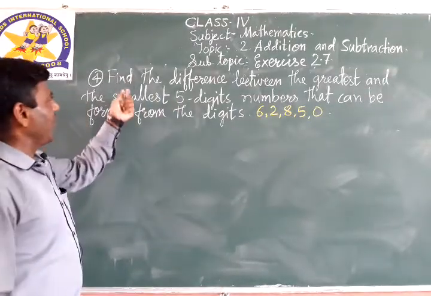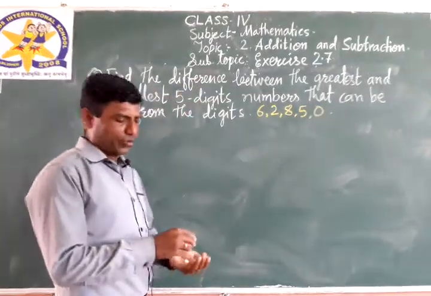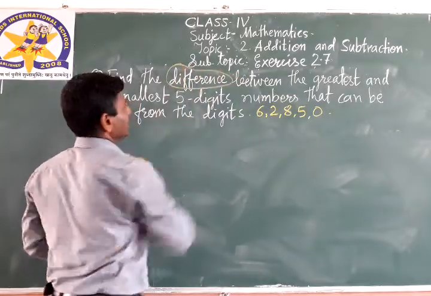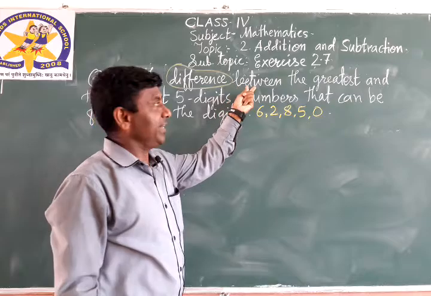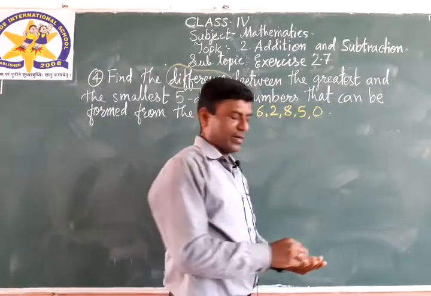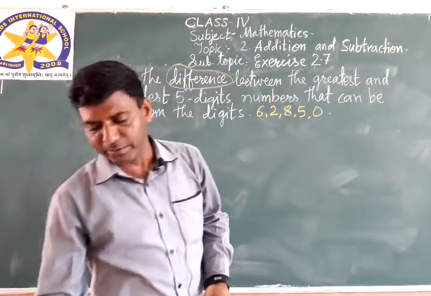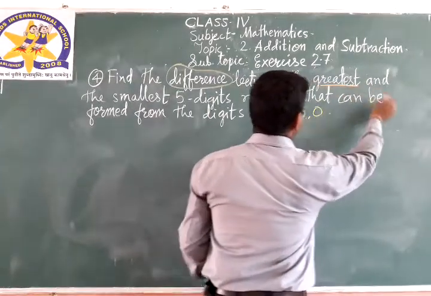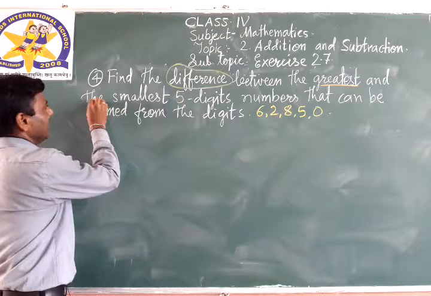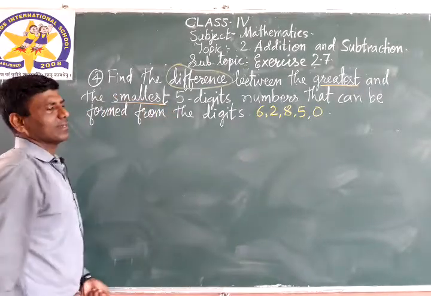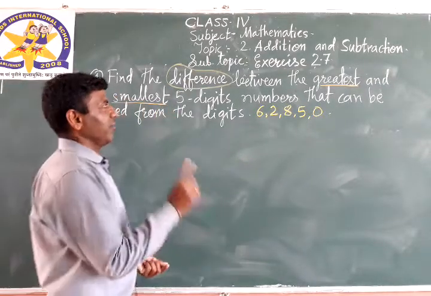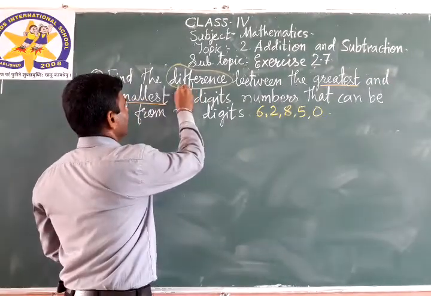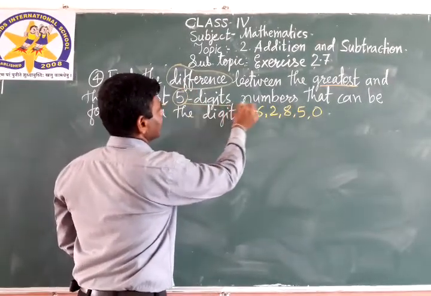See, find the difference. What do we have to find out? The difference between what? This is very important. Between the greatest and the smallest. How many digit number? 5 digit number.